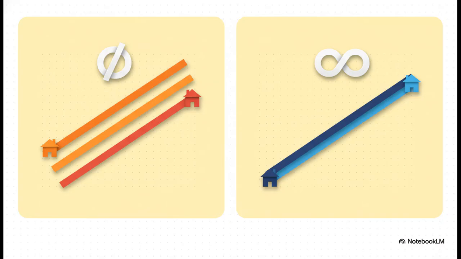So let's put these two special cases side by side, because the difference is subtle, but it's absolutely critical. For no solution, you've got the same slope, but a different y-intercept. For infinite solutions, you've got the same slope and the same y-intercept. See, it all comes down to that starting point.